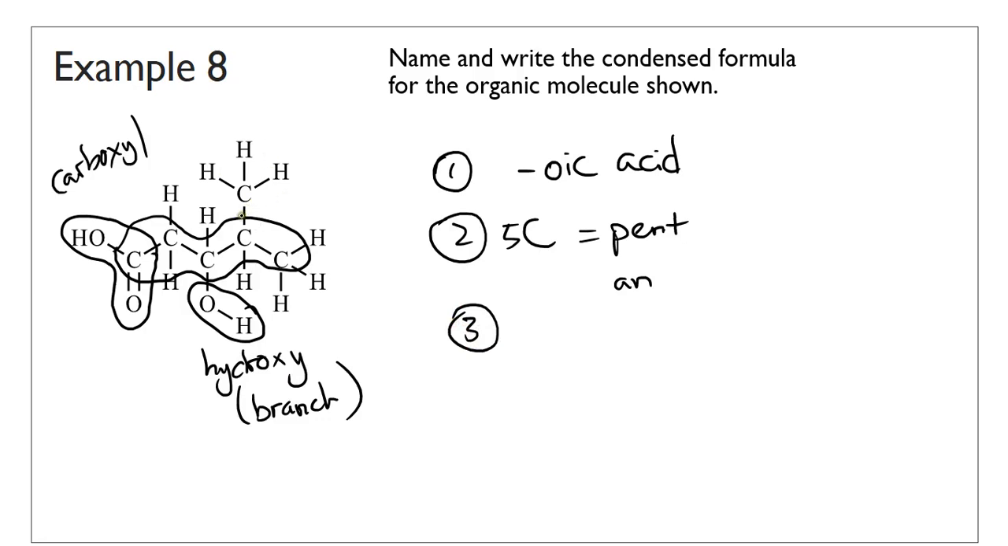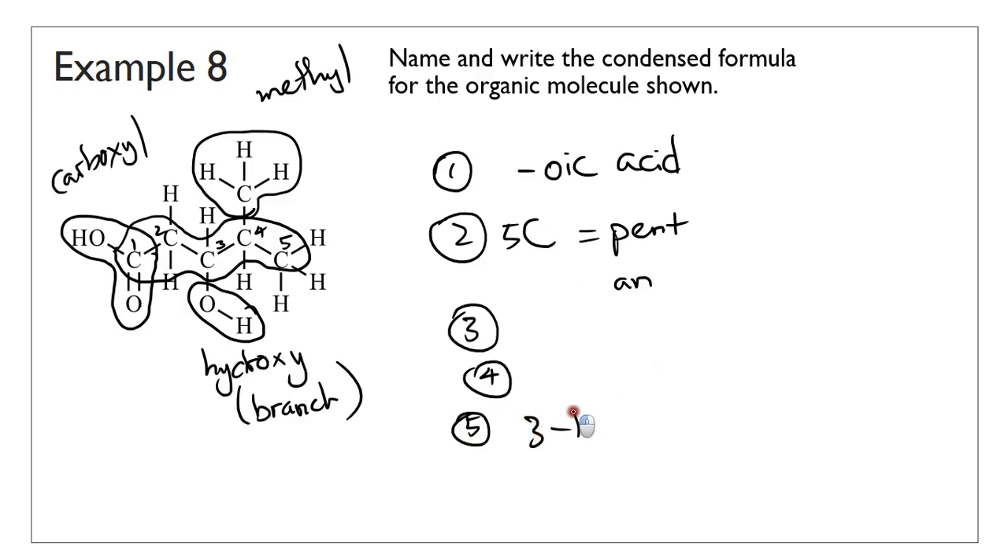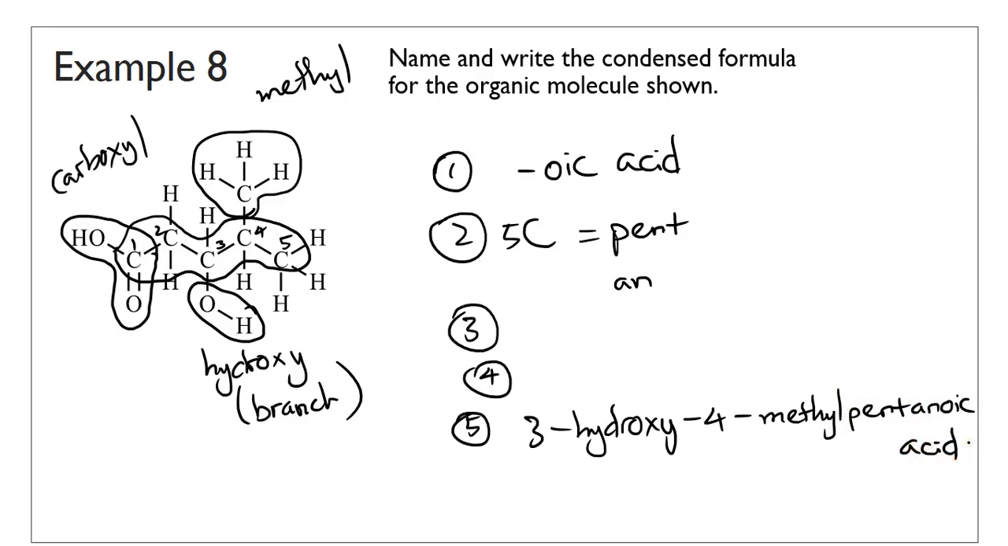So you have a hydroxy branch, but there is an extra branch here, which is a methyl. So 2 branches, a methyl branch, a hydroxy branch. And I'm going to start numbering from the carboxyl group. So 1, 2, 3, 4, 5. And let's name it. So hydroxy H comes before M. So you're going to order your branches alphabetically. So 3-hydroxy, 4-methyl, pent, an, oic acid. 3-hydroxy 4-methyl pentanoic acid is this name.